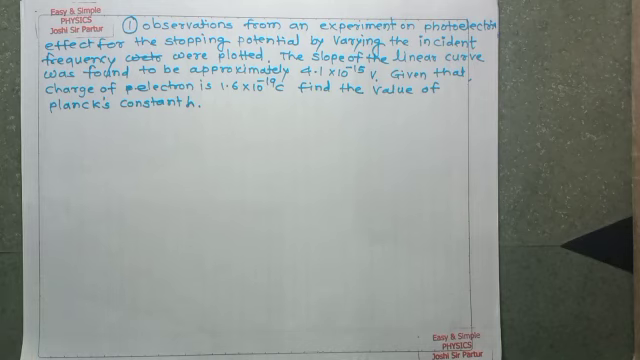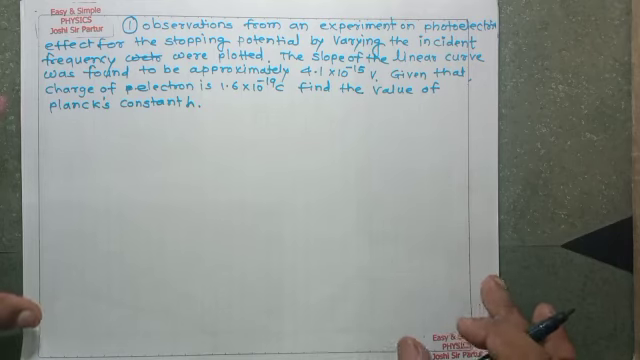In an observation from an experiment on the photoelectric effect, the stopping potential was plotted by varying the incident frequency. The slope of the linear curve was found to be approximately 4.1 into 10 raised to minus 15 volt. Given the charge of the electron is 1.6 into 10 raised to minus 19 coulomb, find the value of Planck's constant.